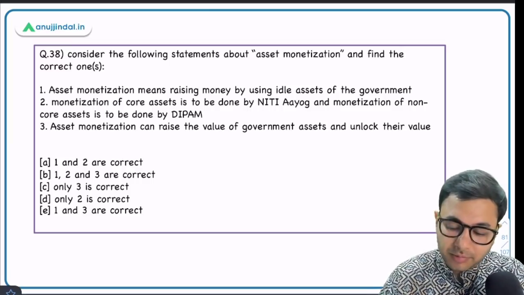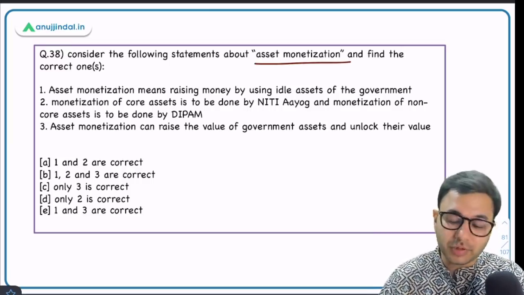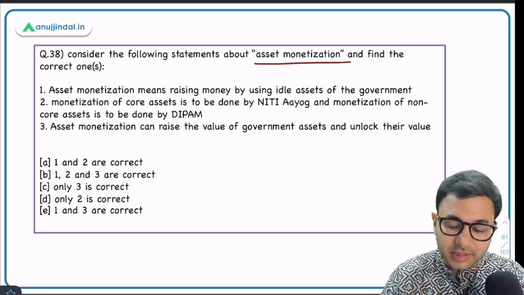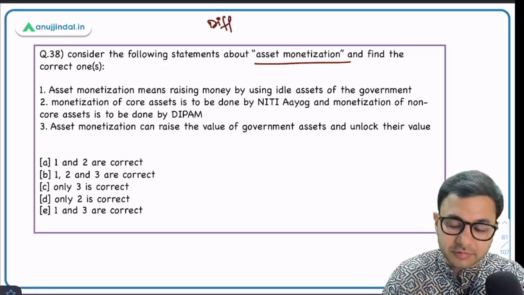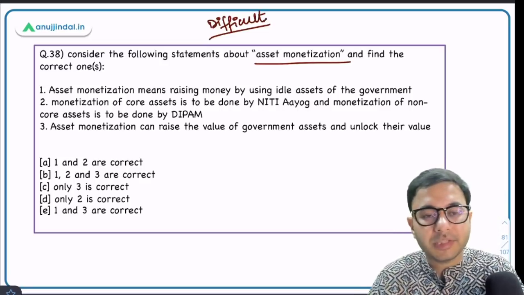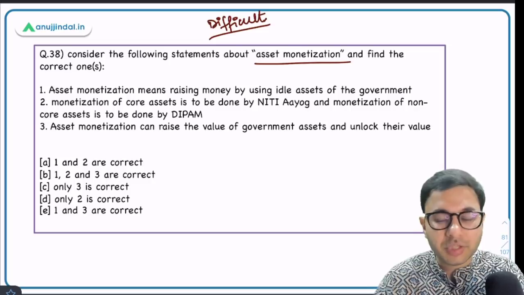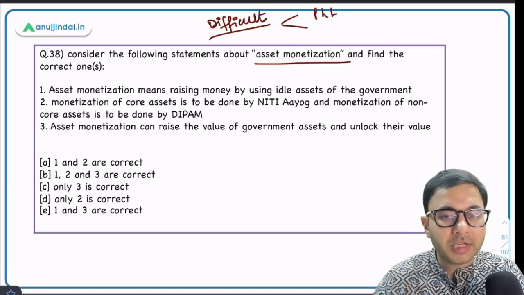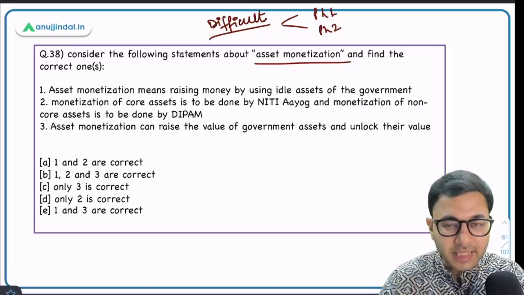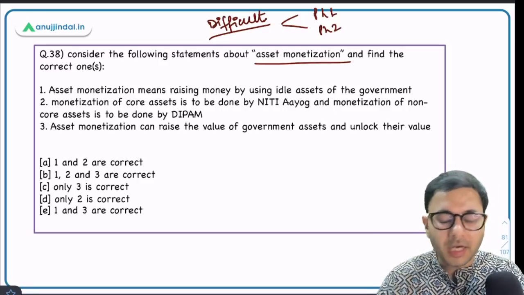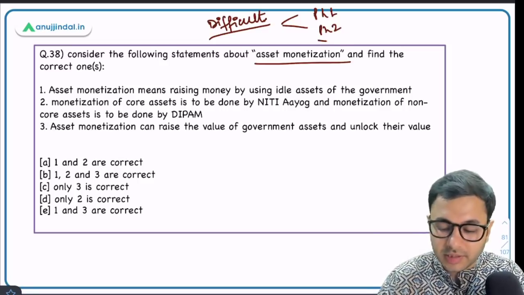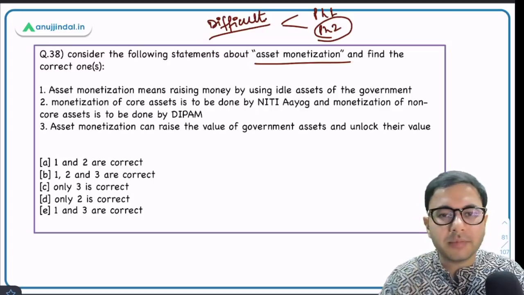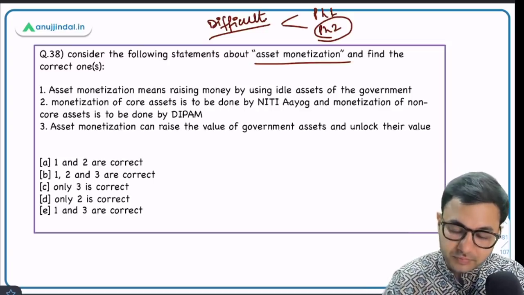Consider the following statements about asset monetization and find the correct ones. You might be thinking ki sir ye to questions bahut difficult hai, phase 1 mein aise aayenge ki nahi aayenge. Number 1, you never know, last year's examination was difficult. Phase 1 mein phase 2 level ke questions the. Secondly, hum khali phase 1 ki taiyari nahi kar rahe hain, hame khali phase 1 nahi nikalna hai, hame exam nikalna hai, theek hai na. Hame RBI ka exam nikalna hai, hame khali phase 1 nahi nikalna hai. That means I am preparing you simultaneously for phase 2 as well.